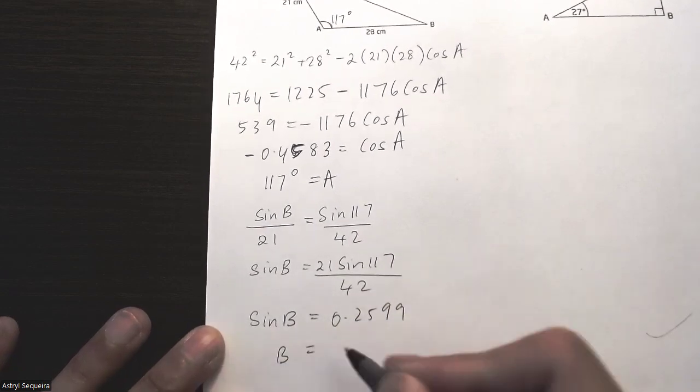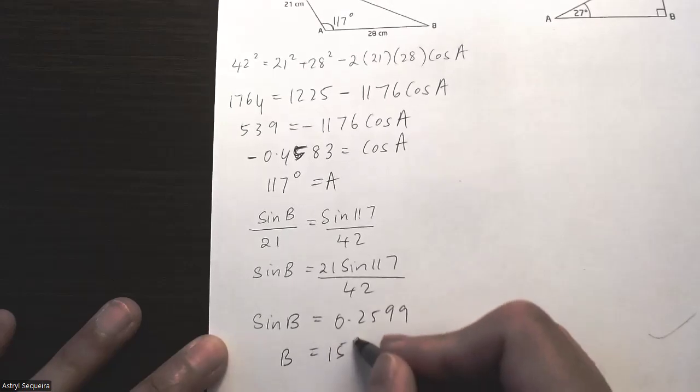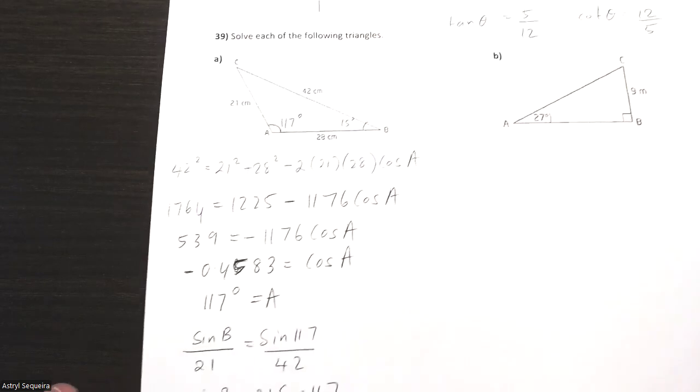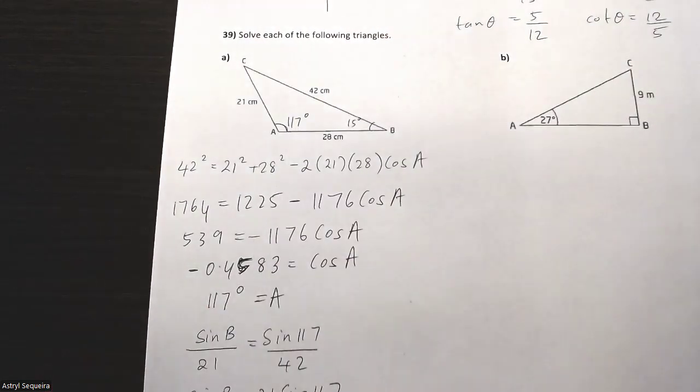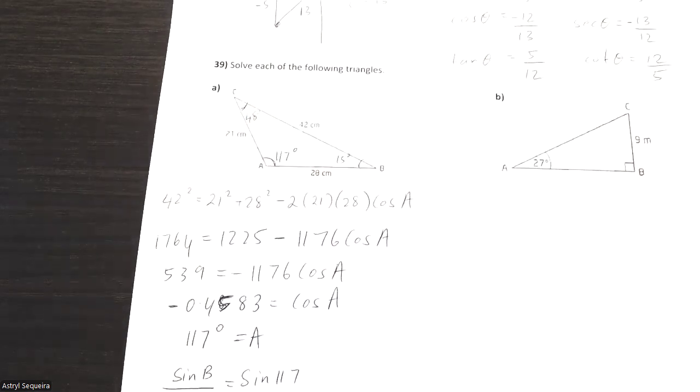It's 0.2599, and I'll do the sine inverse of this. And I'll get B to be 15 degrees. And then to find C, it's pretty simple. I just have to do 180 minus those two. 180 minus 117 minus 15 is just 48 degrees.